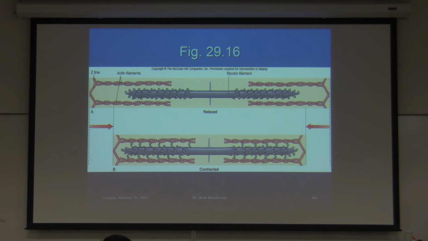A band length stays the same. The I band becomes shorter during muscle contraction, and the Z band becomes shorter. Okay. If we are still puzzled during lab, I will draw this on the board for you.